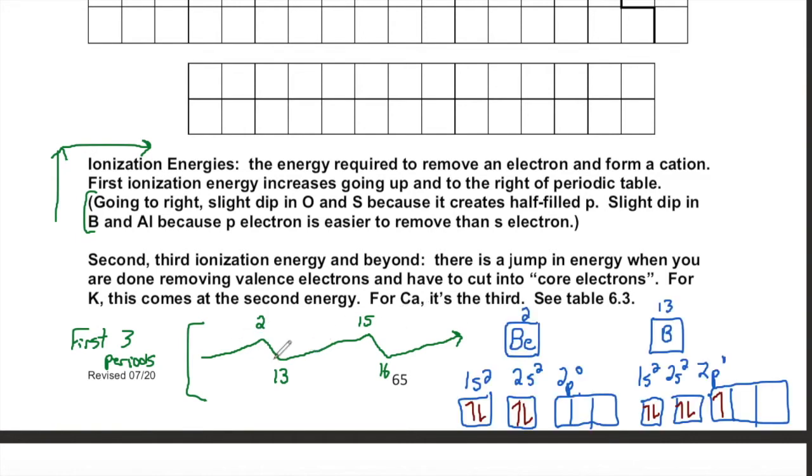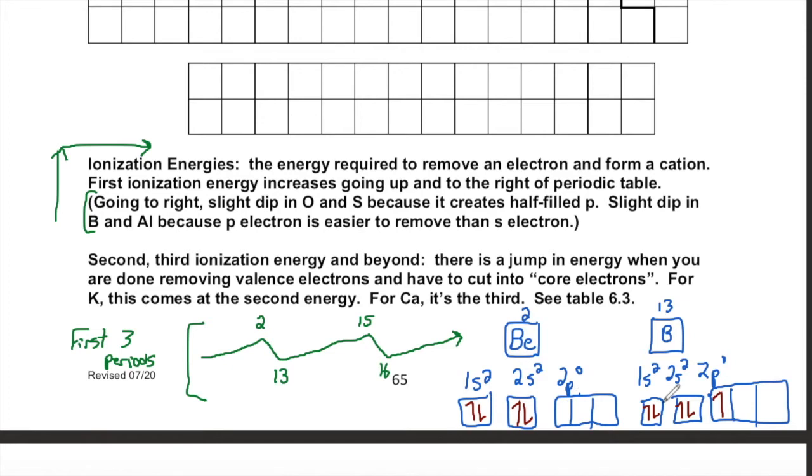Let's take a look at the dip going from group 2 to group 13. As our examples, we'll use beryllium and boron. Beryllium is in group 2, boron is in group 13. If there were no exceptions, then it should be more difficult to remove an electron from boron, because it should be increasing going across the periodic table. But we find that it's easier to remove an electron from boron than from beryllium.